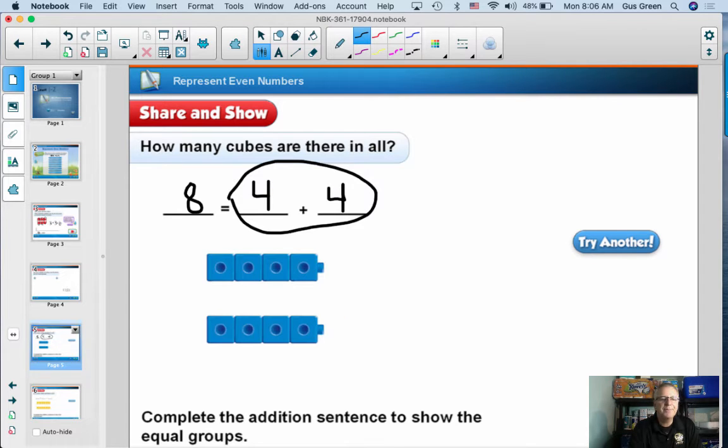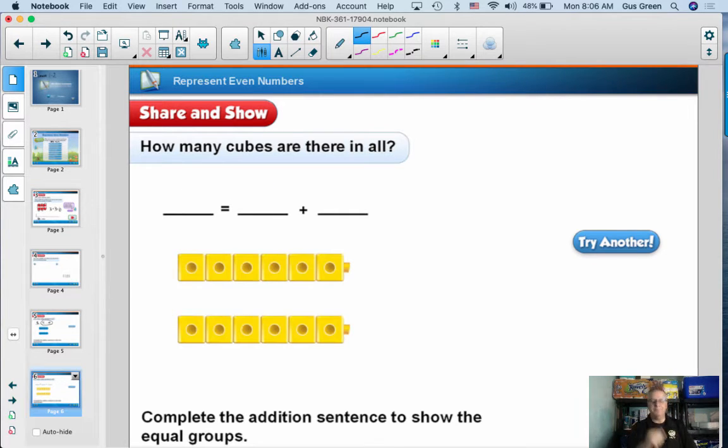Let's try another. Okay, erase your board. I'll give you just a minute to do that. And let's go ahead and write blank equals blank plus blank. So we'll write in the total, the first train, and the second train. So let's count them up for the total. 1, 2, 3, 4, 5, 6, 7, 8, 9, 10, 11, 12.